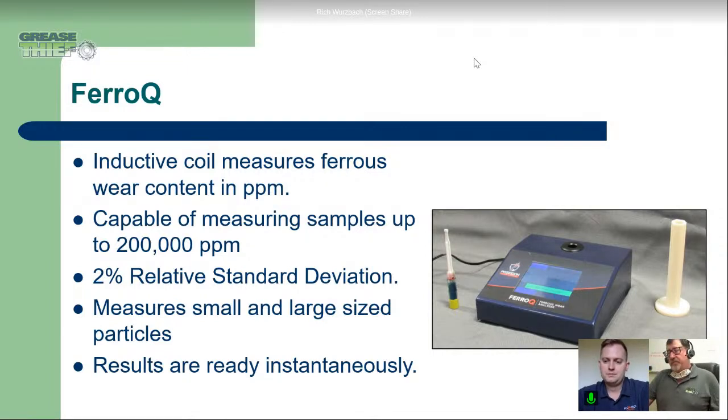Sorry, go ahead, Rich. No, I'm just saying it is real helpful, and it's a few seconds to do this test. It's less than 5 seconds to get a result.